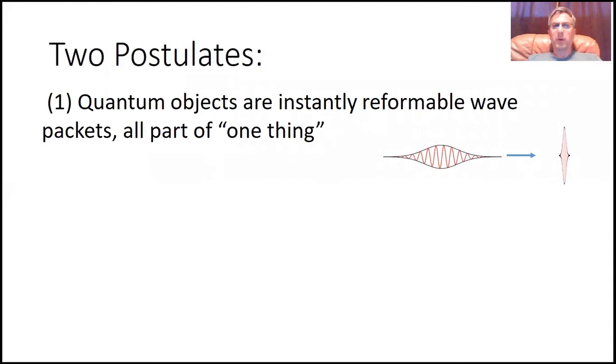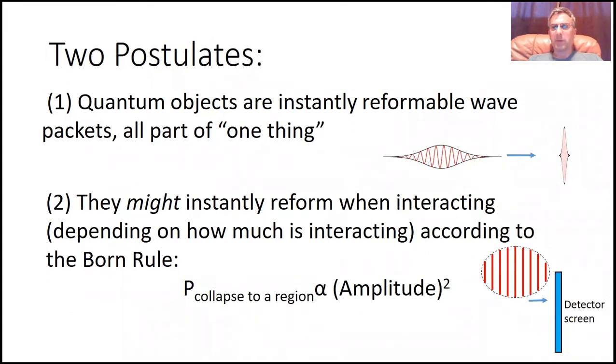First one is that quantum objects are instantly reformable wave packets, all part of one thing, and that they might instantly reform when they're interacting, depending on how much of them is interacting, according to the Born rule, where a probability of collapse to a region is proportional to the squared amplitude. In the first episode, I go over these two postulates in depth. If you haven't watched that, you might want to.